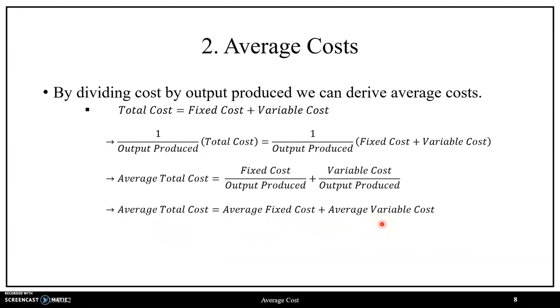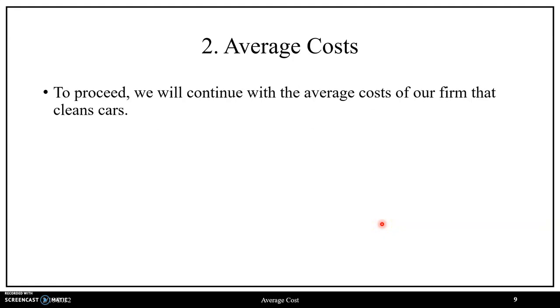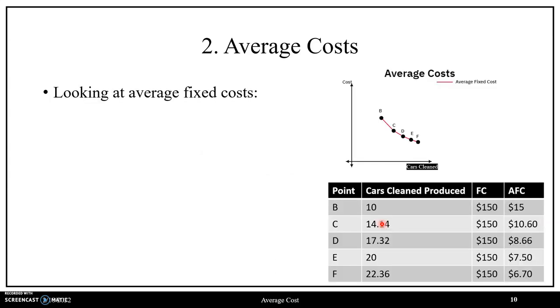So then, with our average cost structures derived, let us see if we can examine their properties. To do so, we will examine our firm that cleans cars as before. Let us begin with average fixed cost. We have a graphical representation on the right, where cost will be on the vertical axis, cars cleaned on the horizontal axis, and we'll have a table representation as well for a particular point, the cars cleaned, as well as our fixed cost and average fixed cost component.